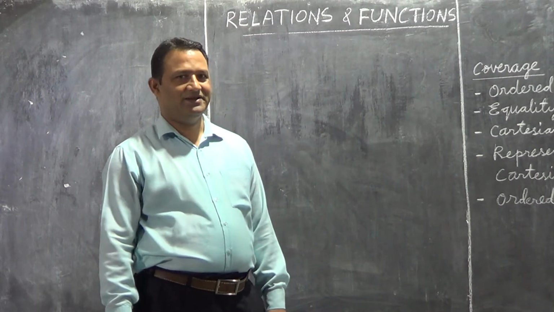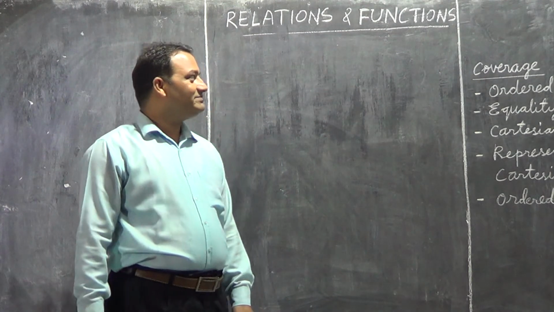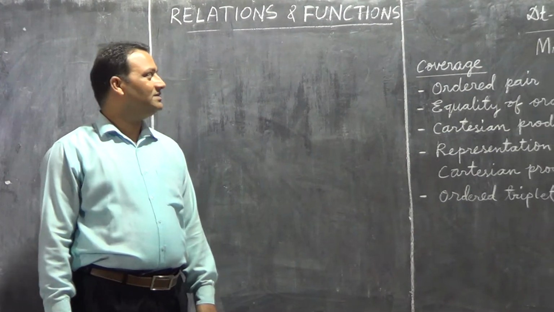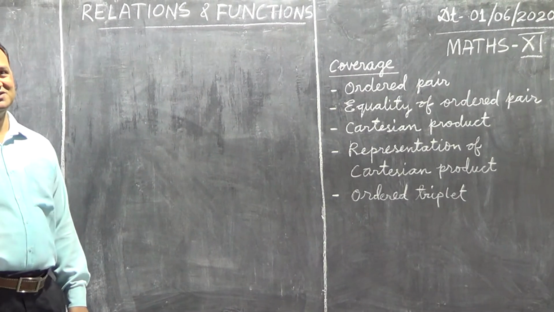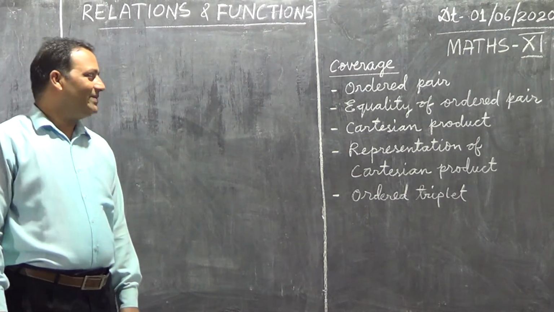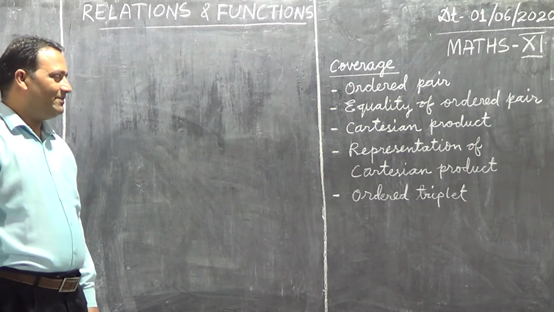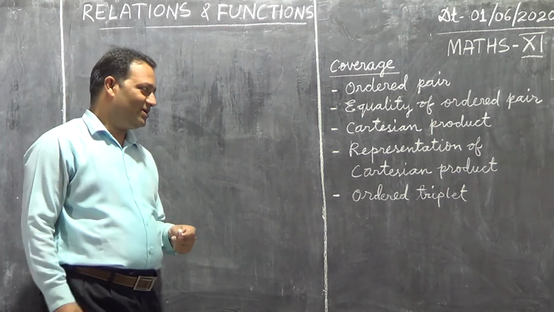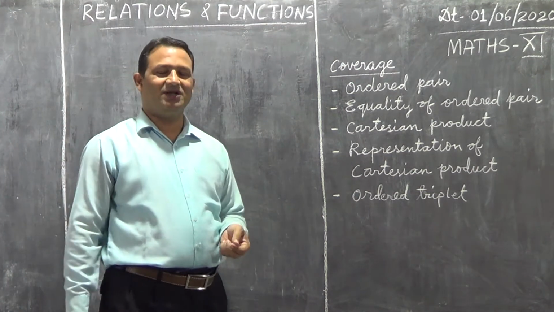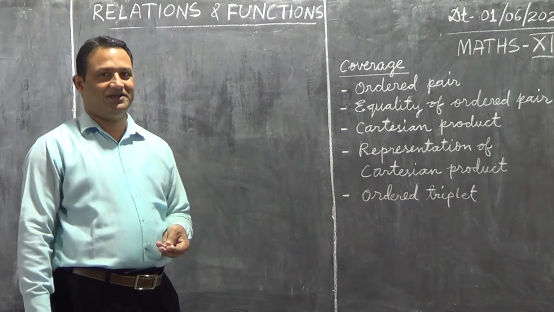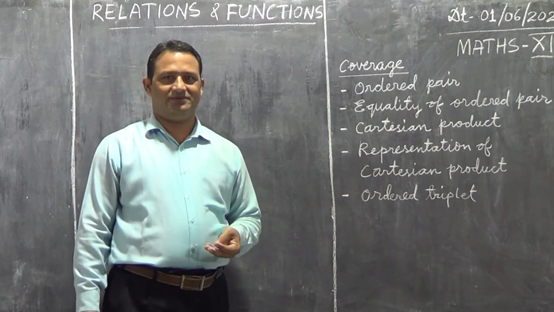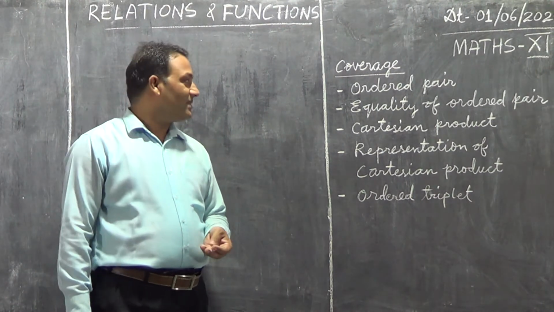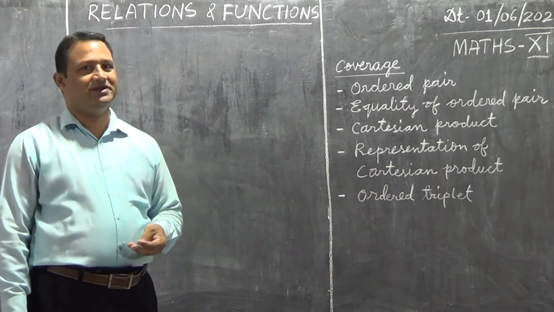Welcome back, dear children. So we were discussing the Cartesian products. This is a part of the relations and functions chapter. We had completed ordered pairs, equality of ordered pairs, and the ordered triplet. We had also studied some properties of Cartesian products. We have one more property left. Then we can learn how to represent the Cartesian products in different forms.